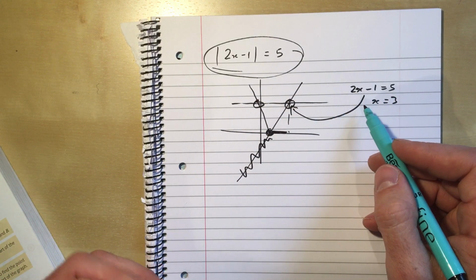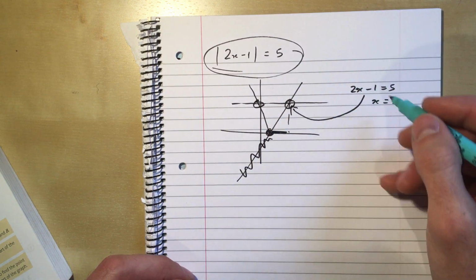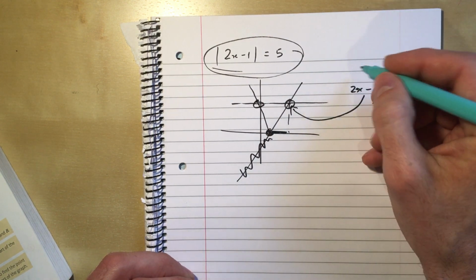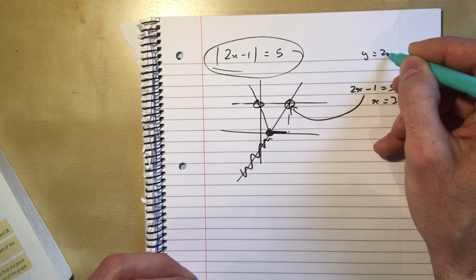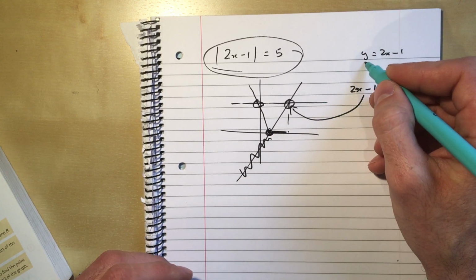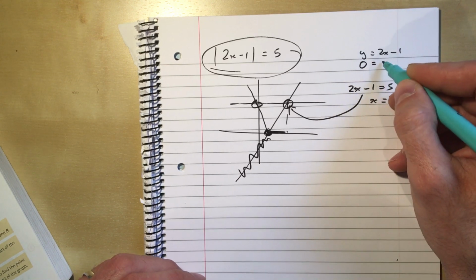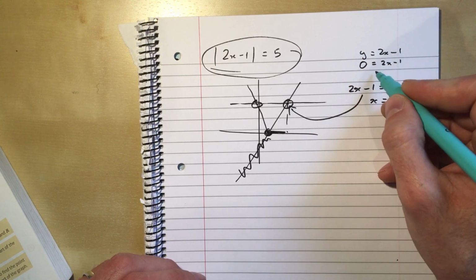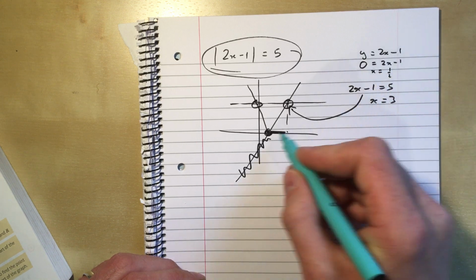Where does it hit the x-axis? Sorry, it's the point where the line y equals 2x minus 1 hits the x-axis. Where does y equals 2x minus 1 hit the x-axis? Well, it always hits the x-axis when y equals 0. So I could say x equals a half.